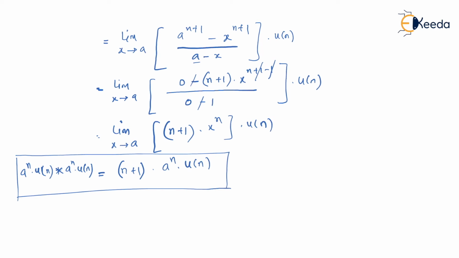So I insist you remember at least the standard formula for a raised to n u of n convolved with b raised to n u of n, considering it as a standard one. If you try to remember the final result, then it is easy for you to write the direct result for the rest of the questions. Let us go for the third. The third question is a raised to n u of n convolved with u of n only. So let us compare with the standard one.